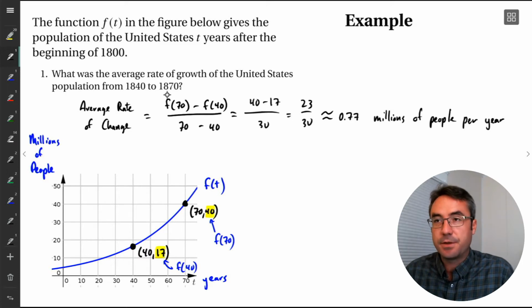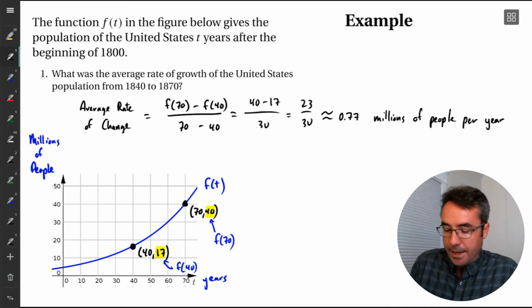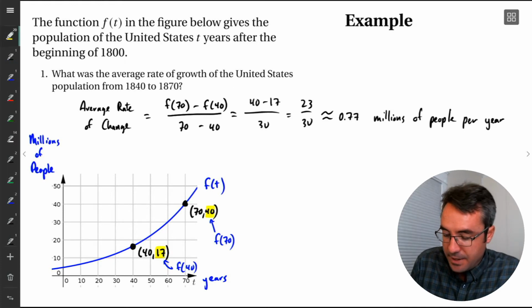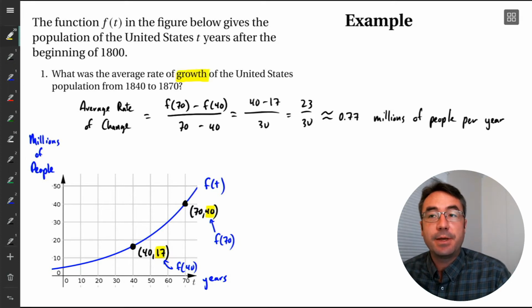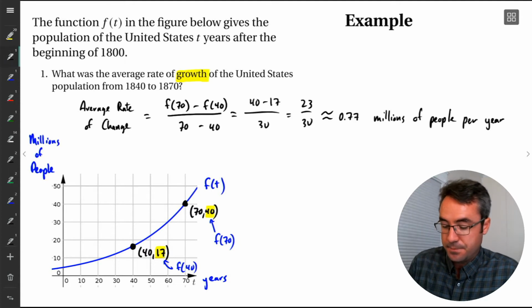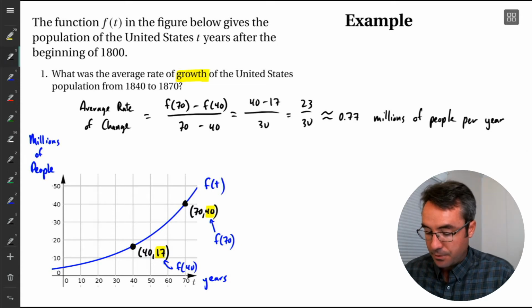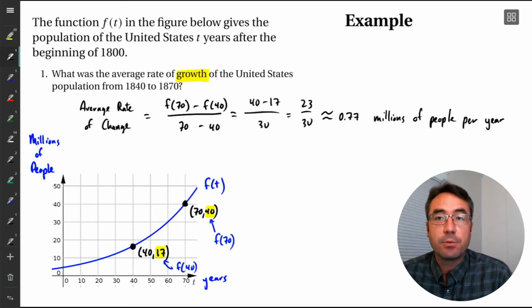So on average, during these 3 decades, during this time interval, the population was growing on average 0.77 million people per year. And we know, it's kind of hidden in the wording here, average rate of growth. We know that the population was growing because this value is positive. If this value is negative, then the population would have been shrinking. So the average rate of growth, the average rate of change, is approximately 0.77 millions of people per year.